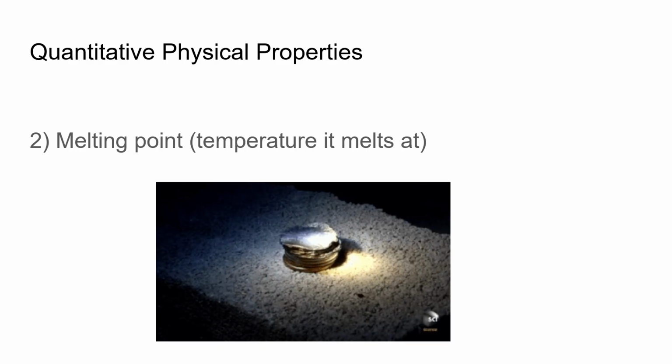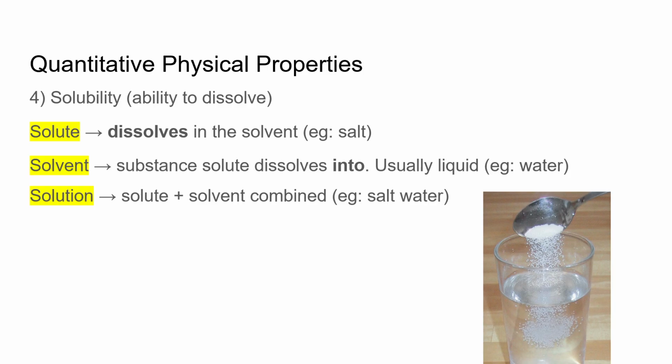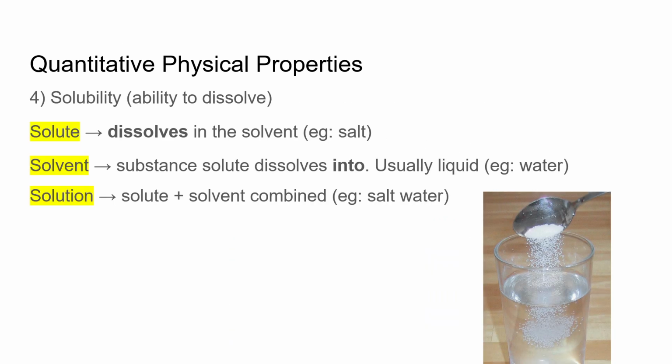Melting point. Of course, there's a number that is associated with this. Boiling point too, the temperature, which is represented by a number, that a liquid boils at. Solubility. This one is very commonly confused as a qualitative physical property. But the thing is, solubility is indeed a quantitative physical property.